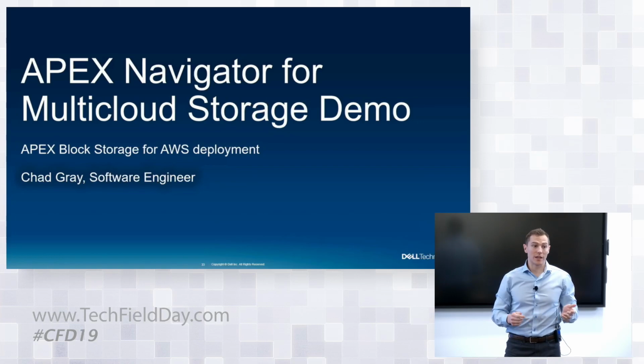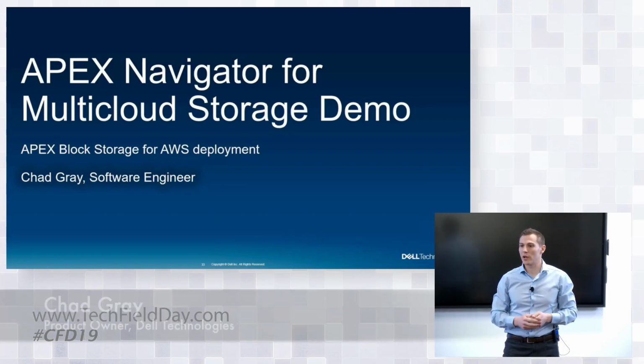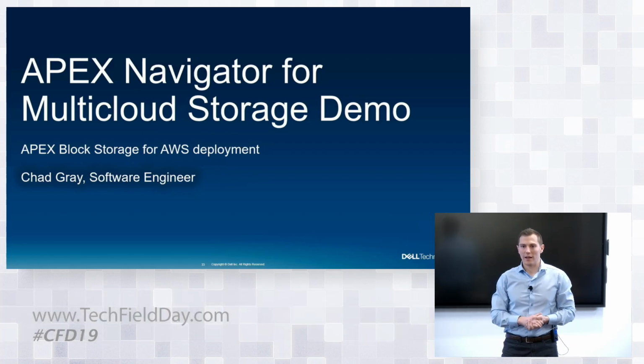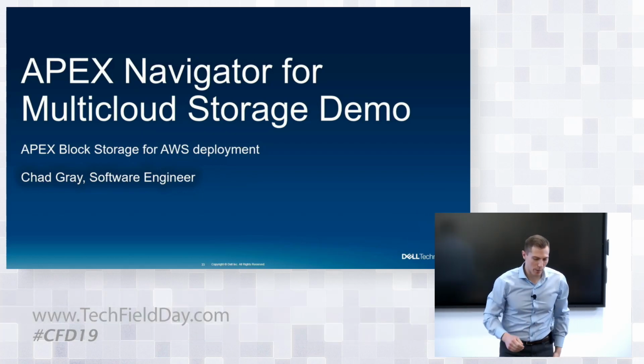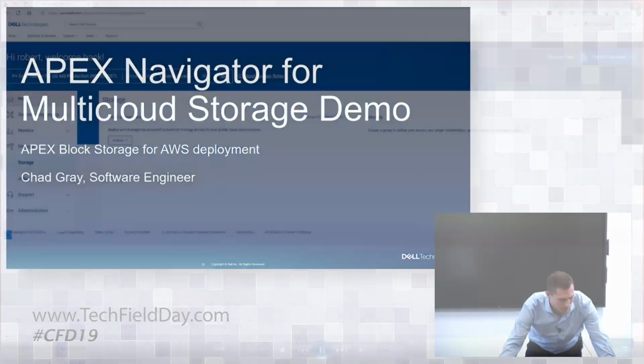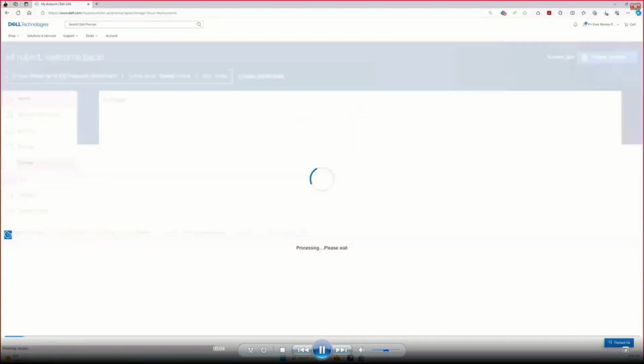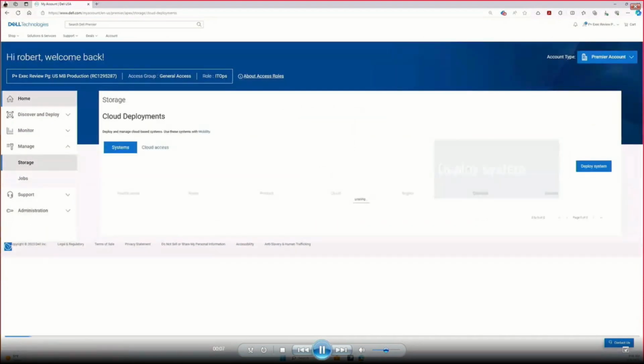Like to give a quick demo to show how APEX Navigator deploys this in 4 easy steps and automates it and stands it up for you in your AWS environment. Okay, we're back in the APEX console, and under Storage, Cloud Deployments, we'll click on Manage Cloud Deployments. This will bring us up to a table that would display all of our deployed systems.